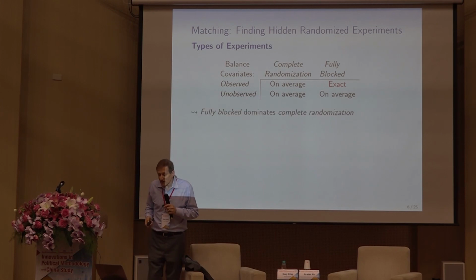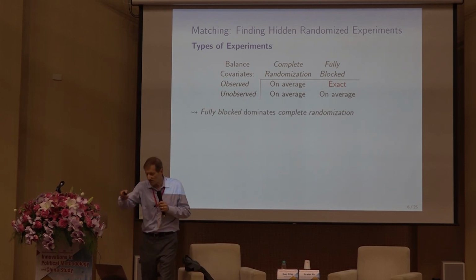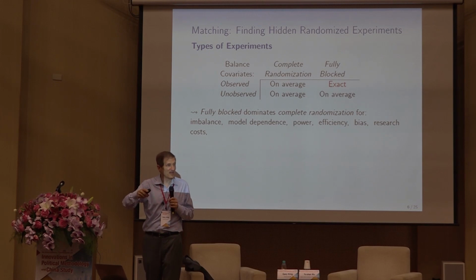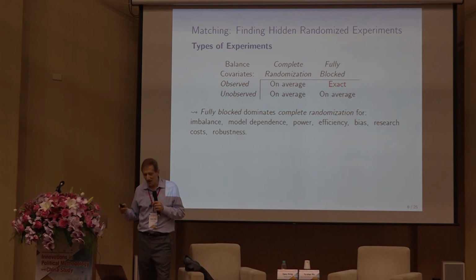Okay. All right, so fully blocked experiment dominates complete randomization. Fully blocked experiment dominates complete randomization for imbalance, model dependence, that is, there's less under a fully blocked experiment, less or more power, more efficiency, less bias, fewer research costs. So if you're running an experiment and you're in graduate school, you will get out of graduate school faster if you do this. Okay? There's more robustness.